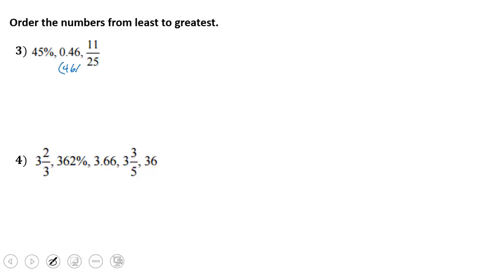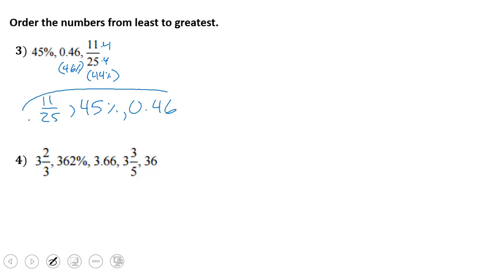0.46 is 46%. And if I multiply the 11/25 by 4, I would get 44 over 100, which is 44%. So now I can compare. And I know that 44% is less than 45%, which is less than 46%. So my smallest number is 11/25. My next smallest number is 45%. And the greatest number, the largest number listed in this set of numbers is 0.46. Notice I write my final answer in the form that the numbers were given to us.